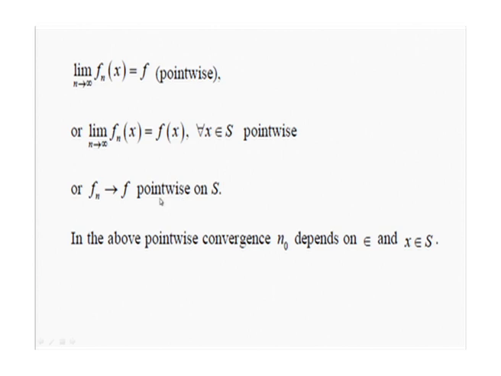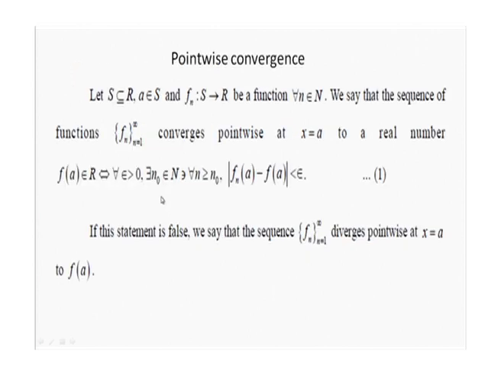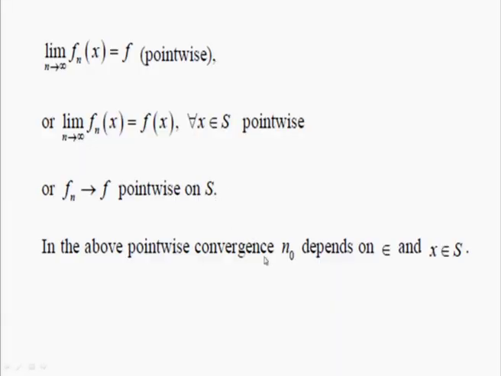Here the n_0 we are coming across depends on epsilon and a, and so we say this convergence is pointwise convergence. The crux of this convergence is that this n_0 depends on the values of epsilon and x, or a. Let us look at an example.